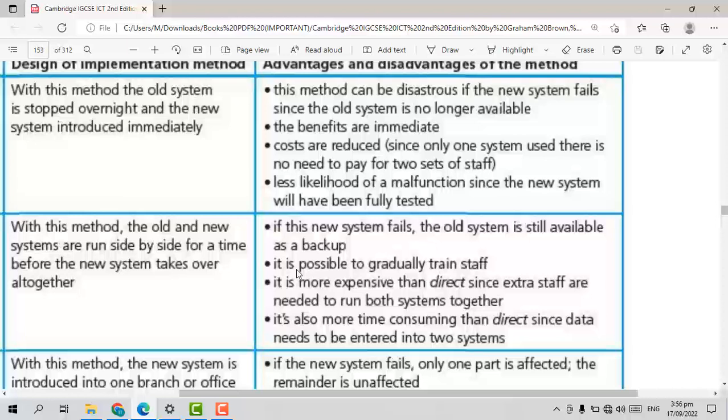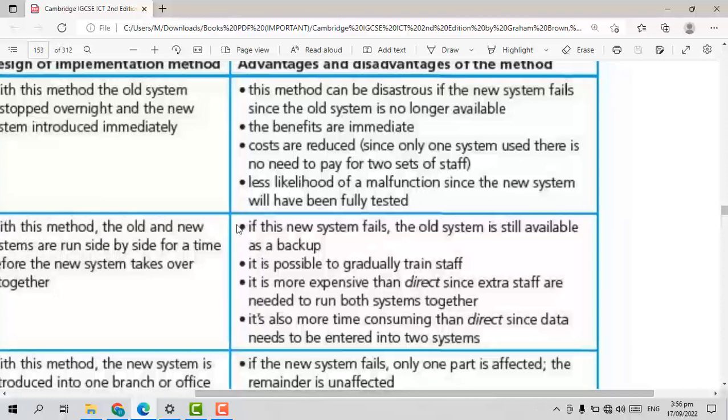Now let's read about the advantages and disadvantages of this changeover. If the new system fails, the old system is still available as backup. Yeah, that's an advantage. If my new system fails, I still have the old system to work with. So my work is not going to stop because my system fails, right?